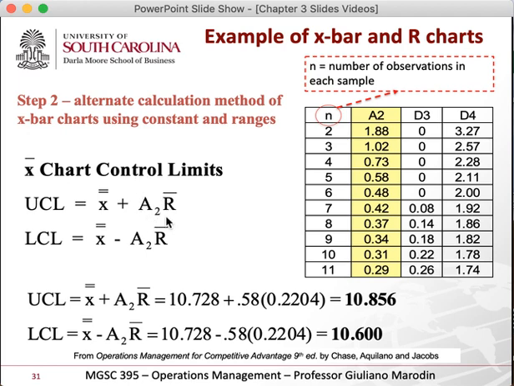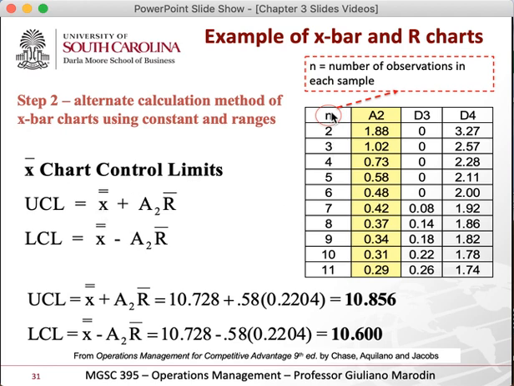Now, what is that A2? Let's not get confused about what that is. This table is a standard value table. It's always going to be the same, and you need to figure out the A2 value for the N that you're using. You can see that when you change the N, you change the value of A2. That's a standard table that we're going to use.